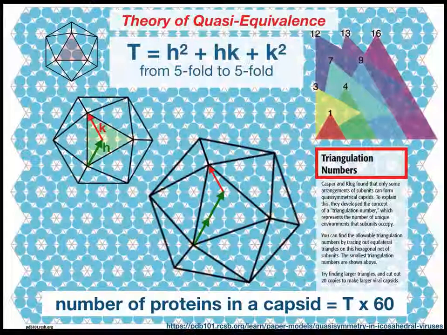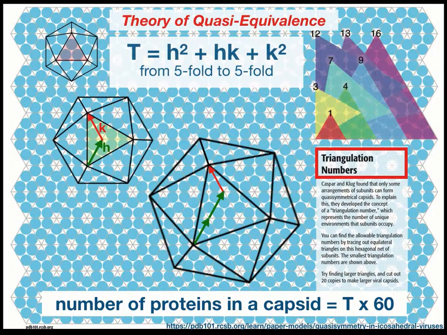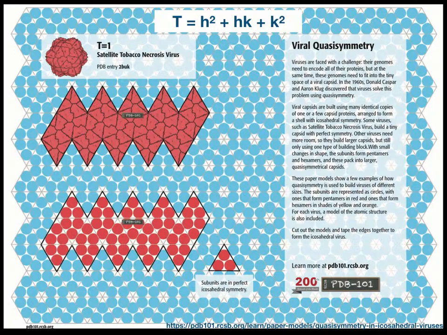So I found this in the webpage of Protein Data Bank, and I found it very useful to see these triangulation numbers and how this theory of quasi-equivalence works. And they have origami that you can print and then you can fold, like the ones that we have here.